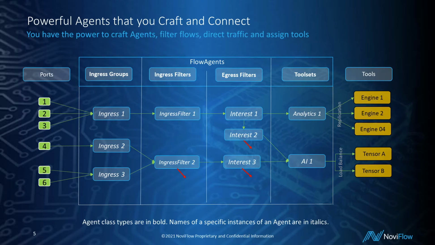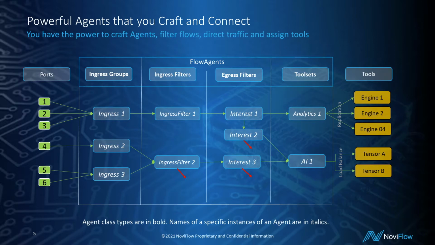On the right, we see 2 tool sets. These are tool devices sitting out there. So 3 in the Analytics 1 tool group and 2 in the A1 tool group. And then across the top, we see the 4 stages that frame how the pipeline is set up. This is the Ingress Group, the Ingress Filters, Egress Filters, and the tool sets. Now we'll talk more about these in detail in the next couple of slides, but that's the basic structure.